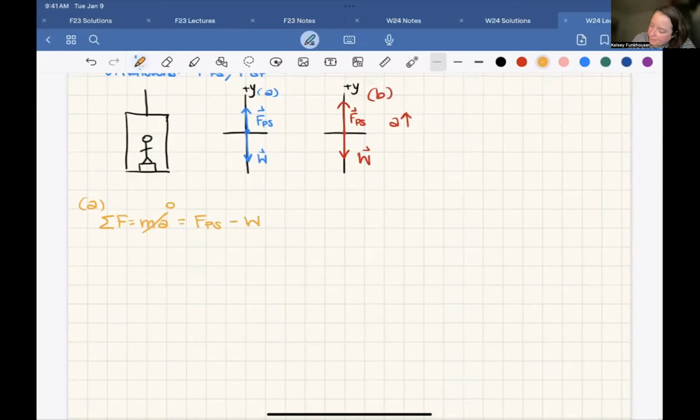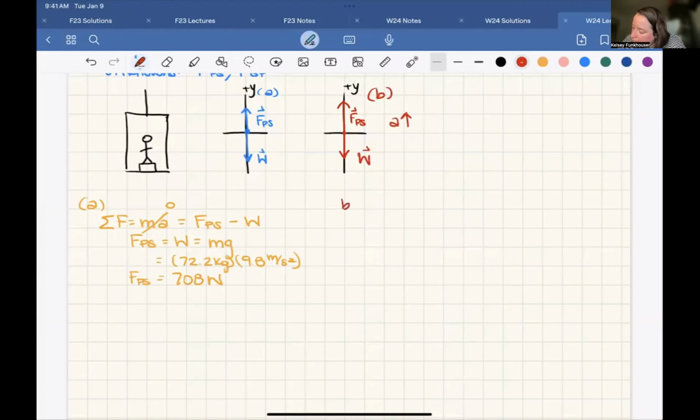So we find here that the force on the passenger from the scale equals the weight force, and the weight force is mass times acceleration due to gravity. So this is the mass of the passenger, 72.2 kilograms, times 9.8 meters per second squared, and that is 708 newtons as the force in situation A.